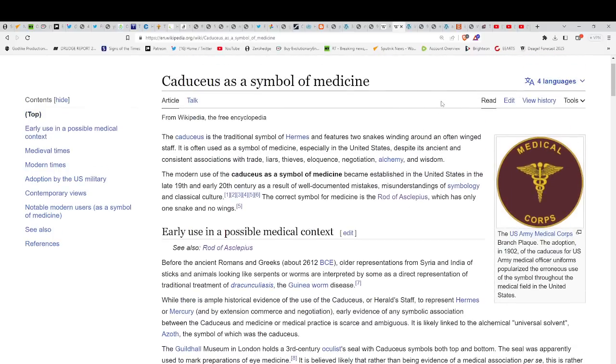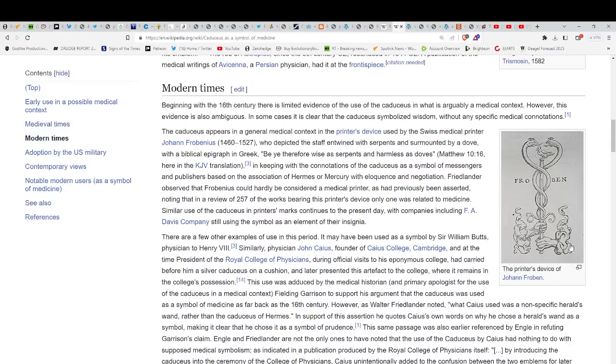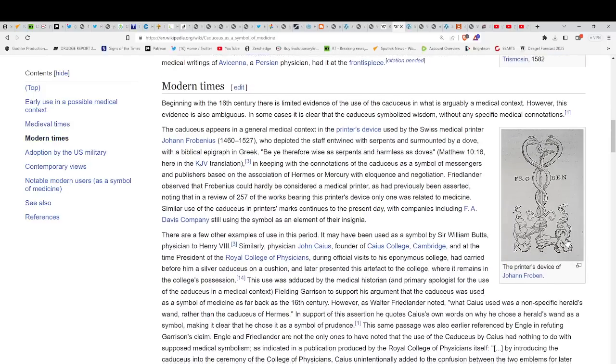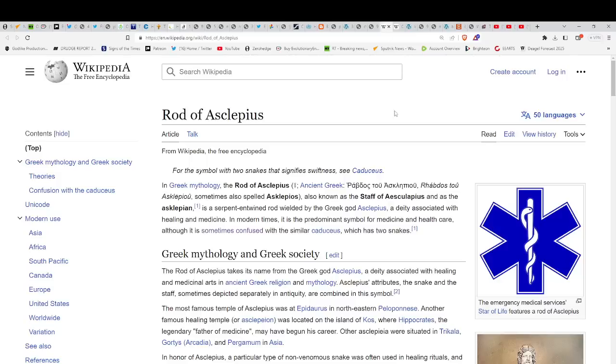It's a draconian system. As you see, this is 1902 U.S. Army Medical Corps symbol. And this is from 1582, this painting here. Now, we see it in different ways, and we see when we're going to go take a look at the true imbalance of the world with the rod of Asclepius. And this is another ancient symbol that goes back to the Greek mythology.